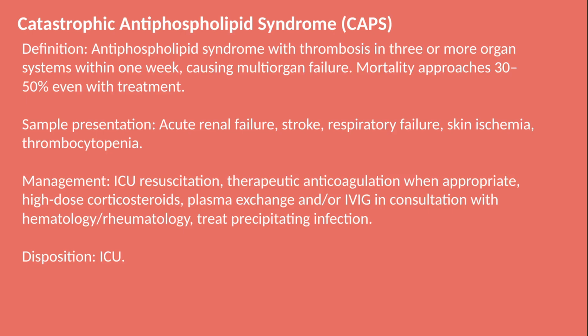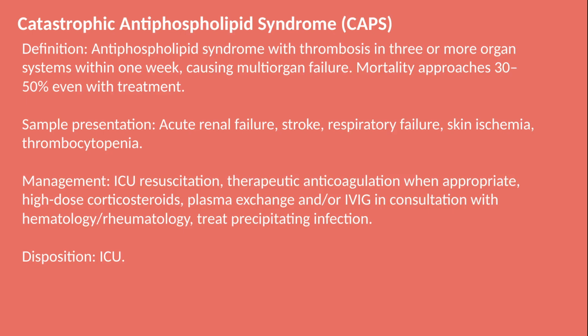Think of it when a patient is failing multiple organ systems at once with thrombocytopenia and a thrombotic history. Management is aggressive and multimodal. Resuscitate in the ICU. Start therapeutic anticoagulation with heparin when bleeding risk permits.